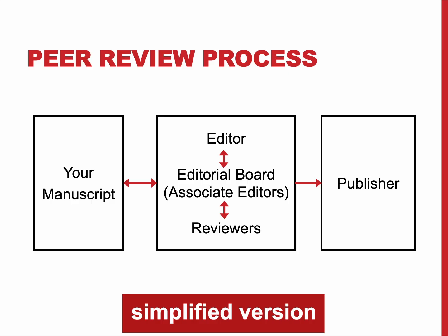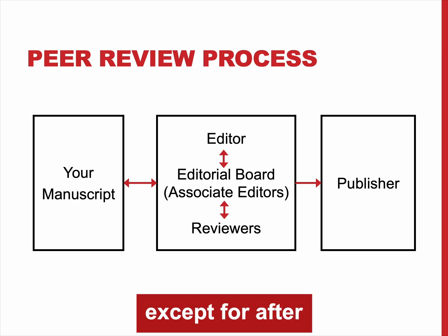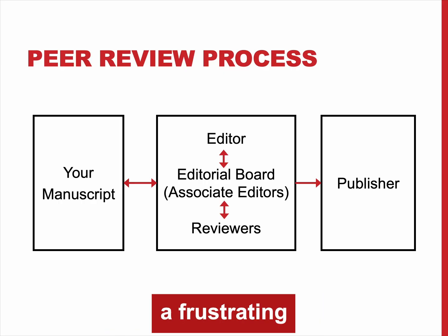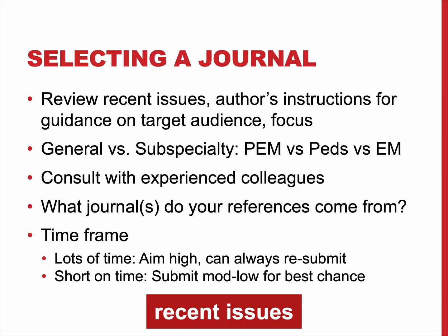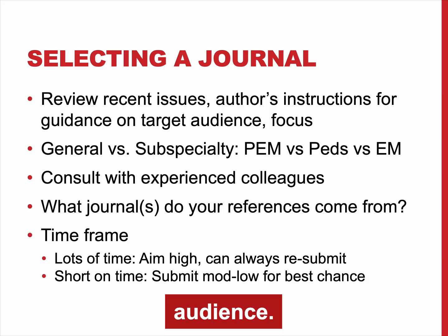This is a simplified version of the peer review process. Notice that the arrows are bidirectional, except for after the manuscript is sent to the publisher. This can become a frustrating iterative process. In selecting a journal, review recent issues to determine the focus of the journal and review the author's instructions for guidance on their target audience.